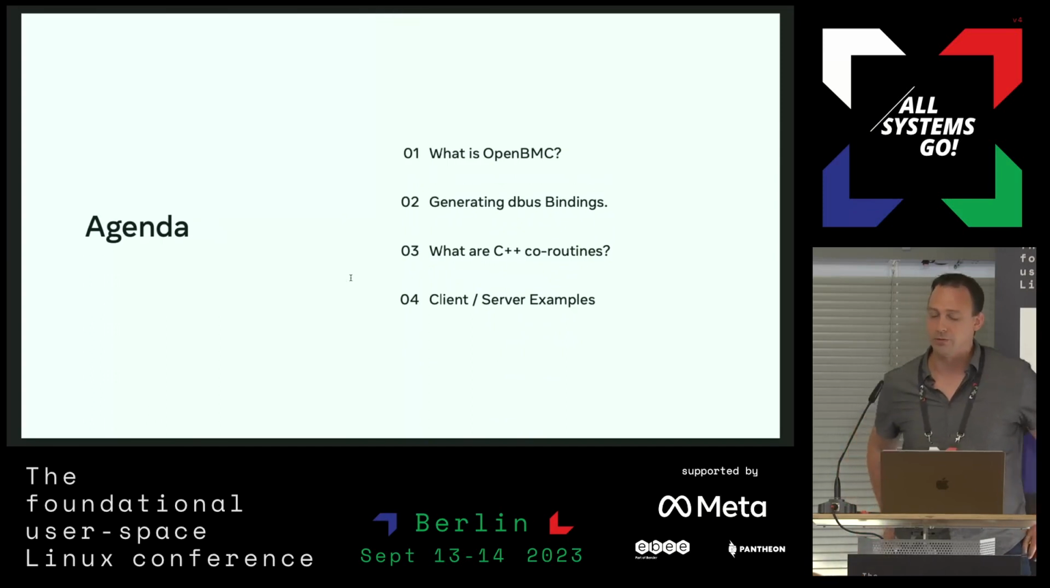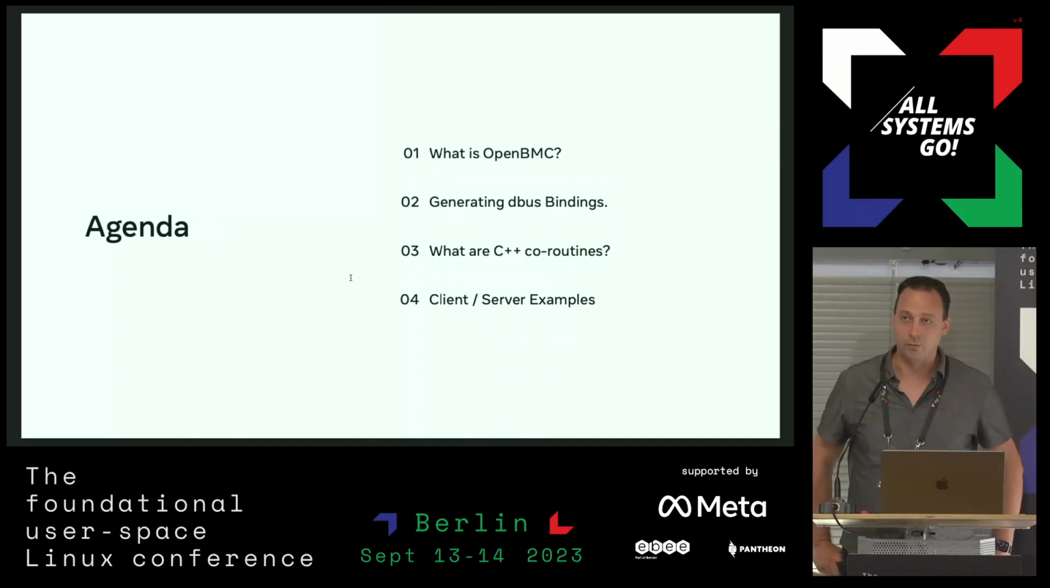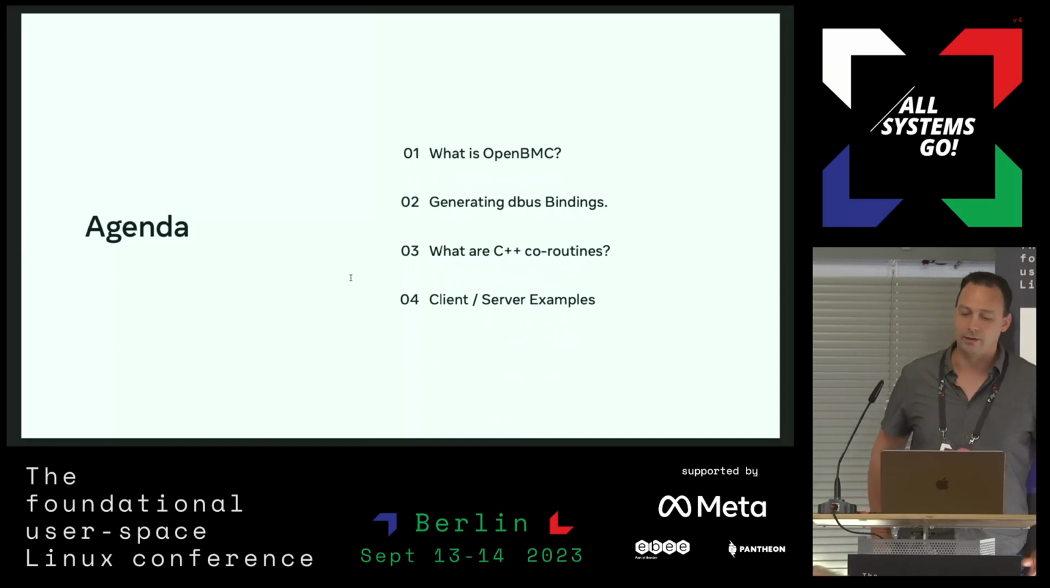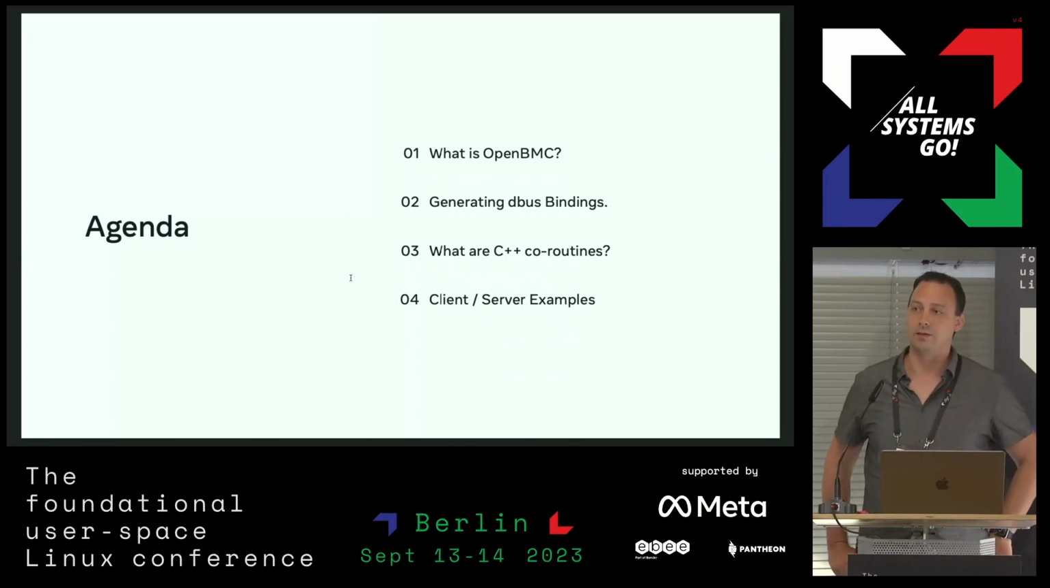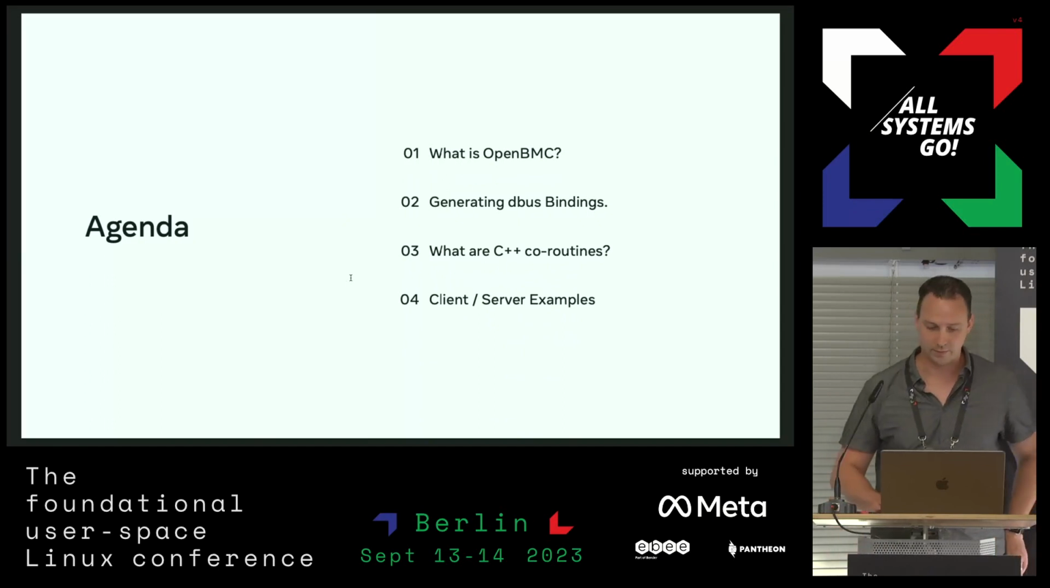So I'm going to talk about four sections here. What is OpenBMC? Can we generate dbus bindings? What are C++ coroutines? And then a bunch of code examples of what we've got in place.